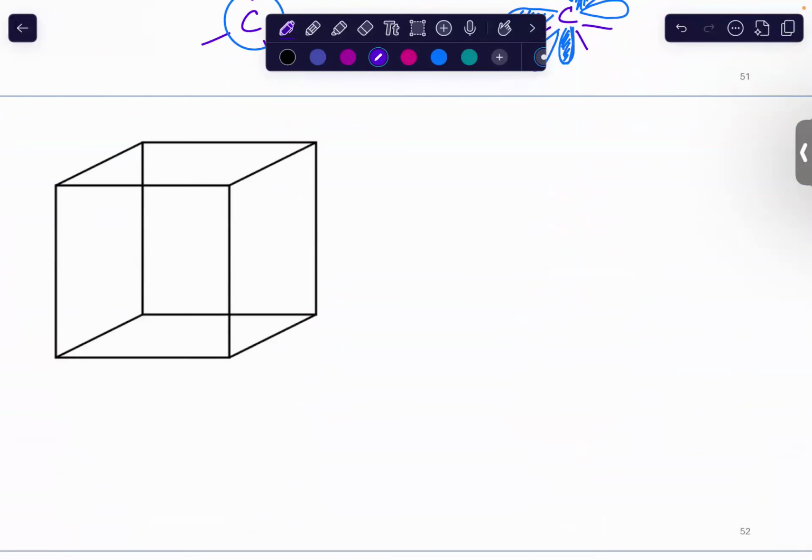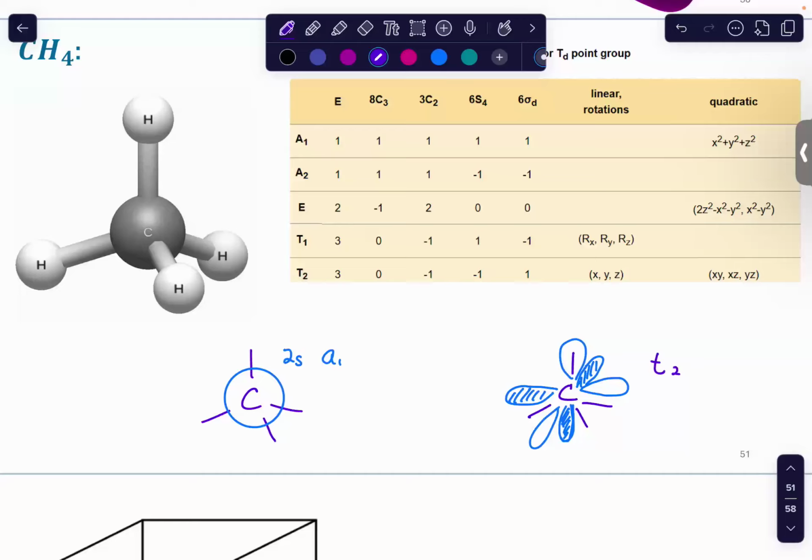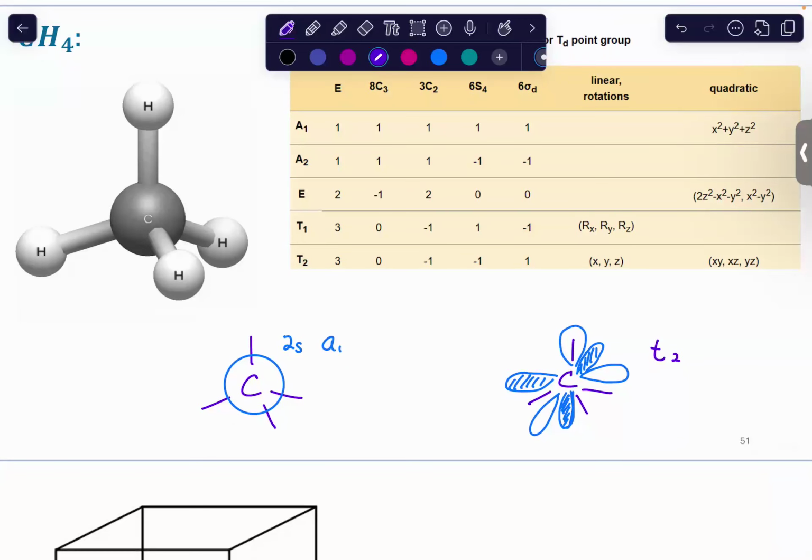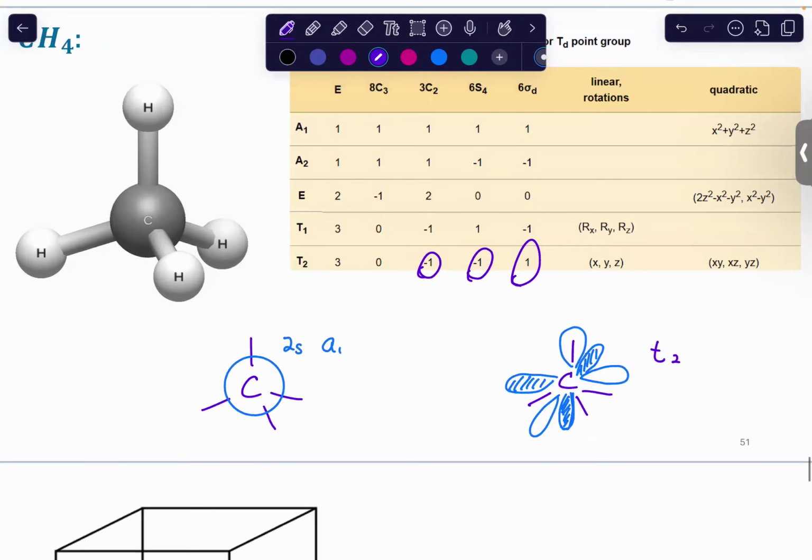But then you could say it's one of the T's, and as you rotate this through some of these operators, you're going to get that -1, and your sigma D's will be a 1, and that tells you that it has to be the T2. But since you're really good at guessing, okay, so that's your T2 symmetry. Go back through and look at some of the symmetry operations for methane.